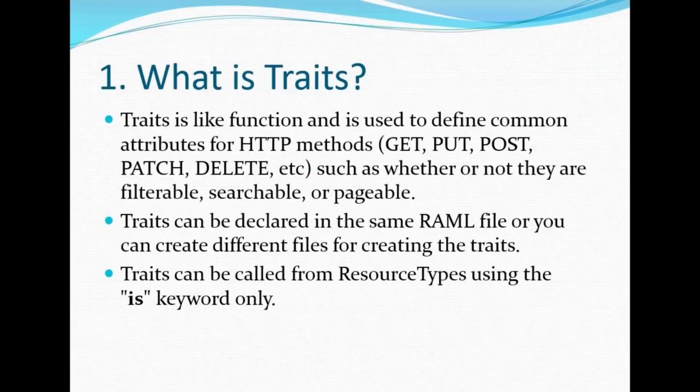Attributes for HTTP methods: get, put, post, patch, delete, etc., such as whether or not they are filterable, searchable, or pageable. Traits can be declared in the same RAML file, or you can create different files for creating the traits. Traits can be called from resource types using the is keyword only.